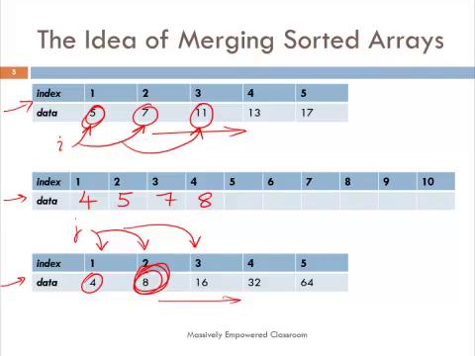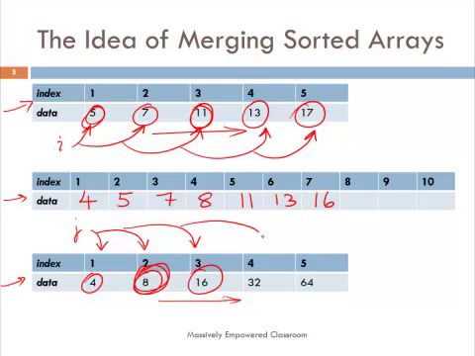i remains at 11. So now we compare 16 and 11. 11 happens to be smaller, so we copy 11 there and we make i point to the next element. We compare 13 with 16. 13 is smaller, copy it, advance i to the fifth element now. Compare 16 and 17. 16 happens to be smaller, so copy 16 here and then advance j to point to the next element. Continuing this way, we compare 17 and 32.